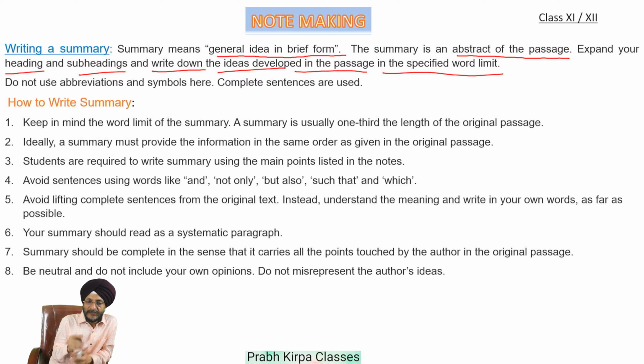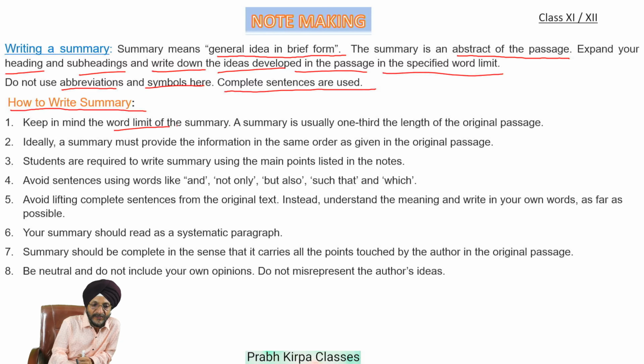Please note that when we were writing heading, subheading, or sub-subheading, we have to use abbreviations or symbols. But when we are writing summary, we do not use abbreviations and symbols. Complete sentences are used in summary. Now the question arises, how to write a summary. First of all, we should keep in mind the word limit of the summary. Usually a summary is 1/3 of the length of the original passage.